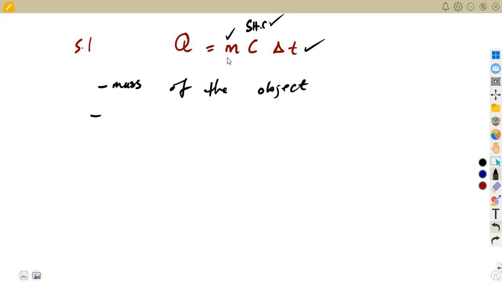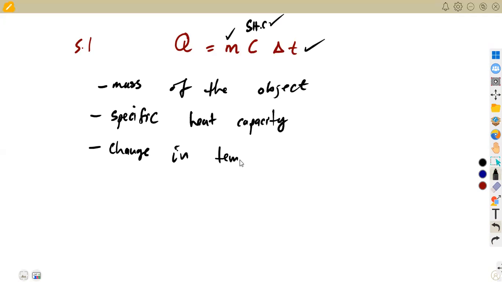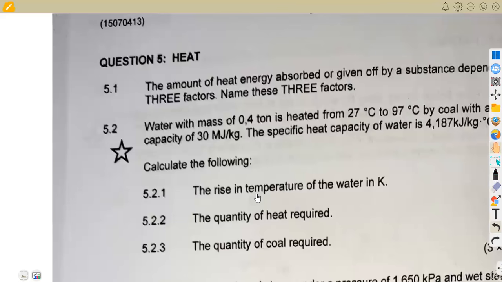We also have the specific heat capacity, which talks about the type of substance, is it water or oil, so that is what we are talking about there. We also have the change in temperature, which can be an increase, or if you are cooling down, it's going to be a decrease. So here we just talk about the change in temperature. So these are the 3 factors that were needed.